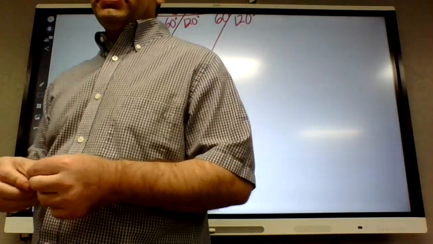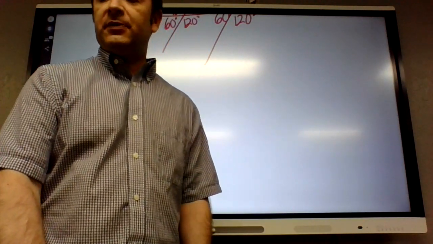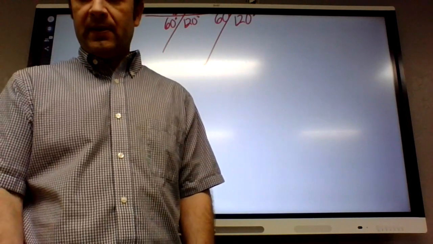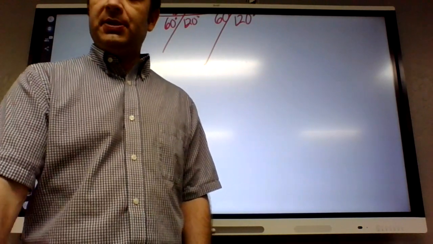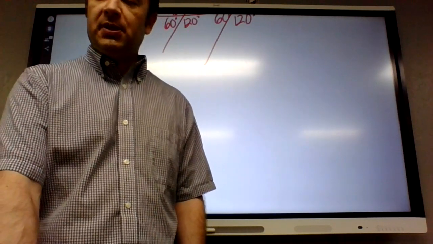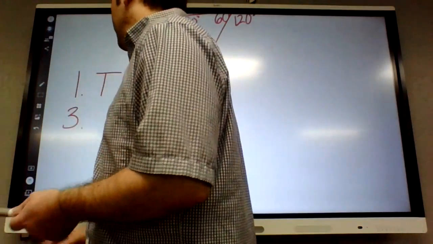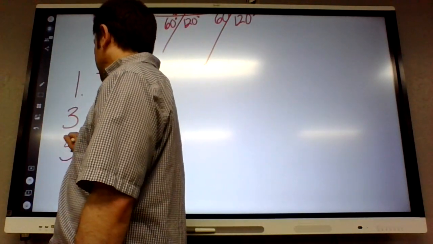Number 3, line AB is a transversal of, okay, you guys see line AB? Is it transversing line AC and CB? Yes, it crosses over those two. Those two lines aren't parallel, but they don't have to be parallel. It's still a transversal.